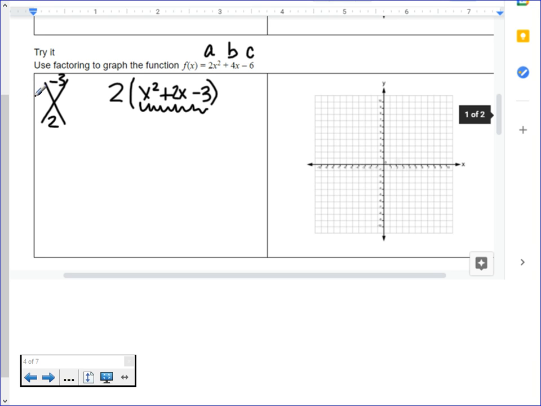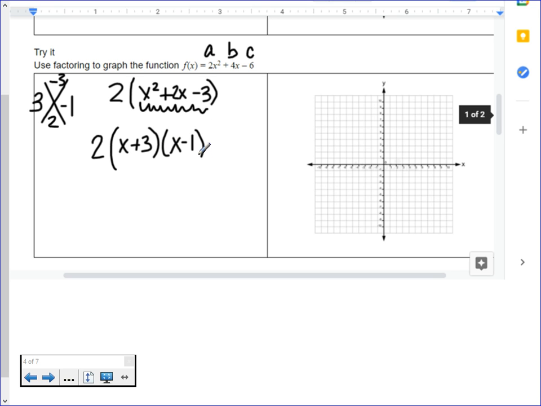Okay, since a is 1, all we have to do is make our little factors. We're going to keep 2 out front because we factored it out. You can't just forget about the 2. And since the letter we're using in this equation is x, it would be x plus 3 and x minus 1 as our little factors.